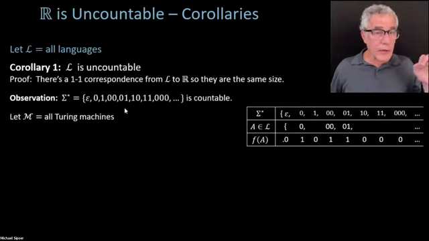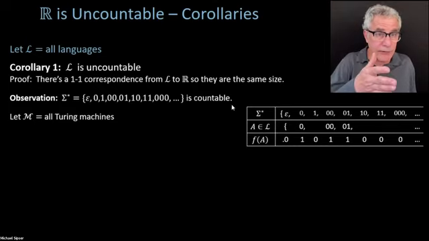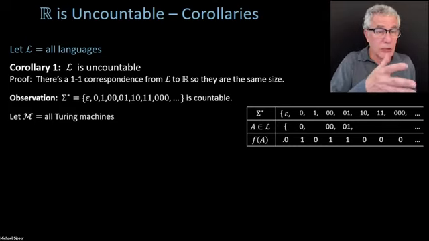Now, another point worth noting is that if you look at sigma star itself, all possible strings, that's a countable set. The collection of all possible languages is uncountable, but the collection of all possible finite strings is countable because I can just list them. Here's my list of all possible strings, which you can put into a table if you like to think of it matching up with the natural numbers in that way.